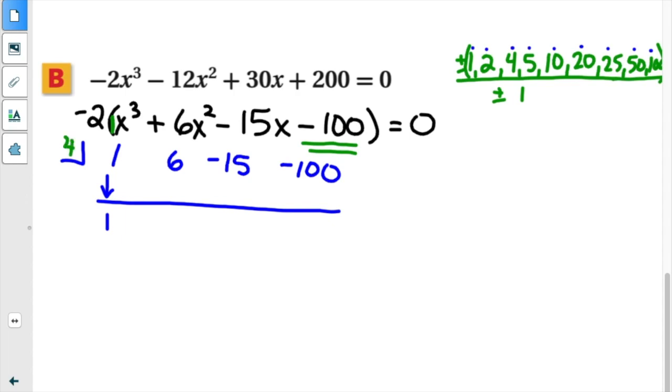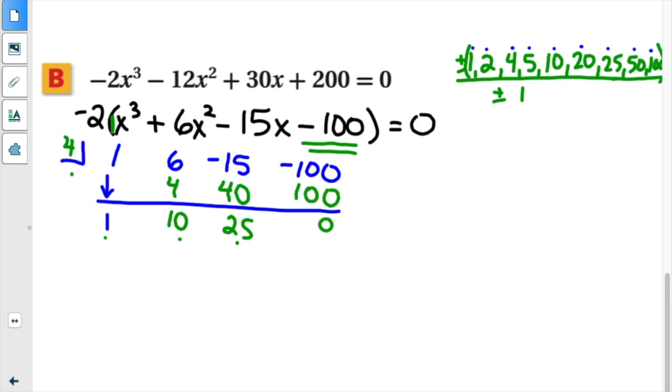So 4 times 1 gives us 4. 6 plus 4 is 10. 4 times 10 gives you 40. Negative 15 plus 40 is 25. Ooh, that's a good sign. And 4 times 25 gives us 100. So it came out to 0.